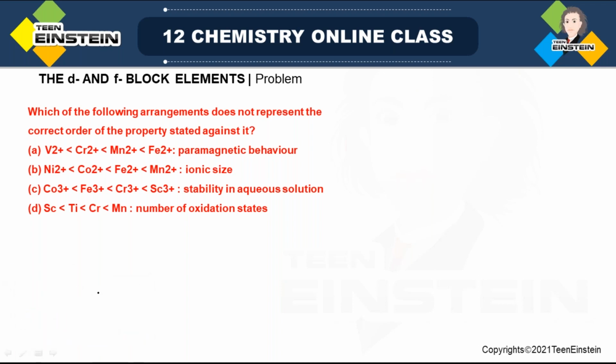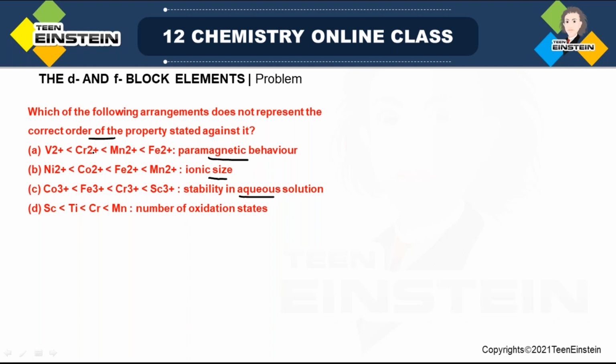Here the problem is: a total of 4 different types of behaviors are present in options A, B, C, D. We have to find which of the following arrangements does not represent the correct order of the property that is stated against it. So 4 different properties are mentioned. The first one is paramagnetic behavior. The second one is ionic size, then stability in aqueous solution, and number of oxidation states.